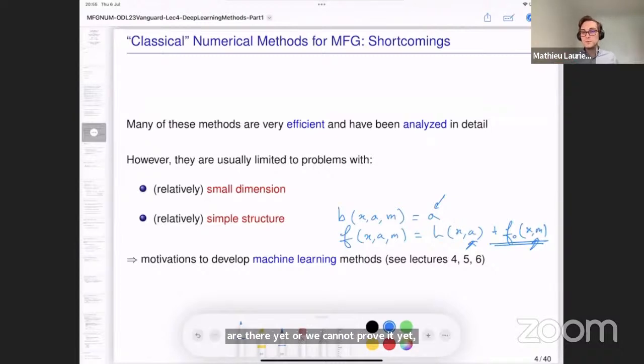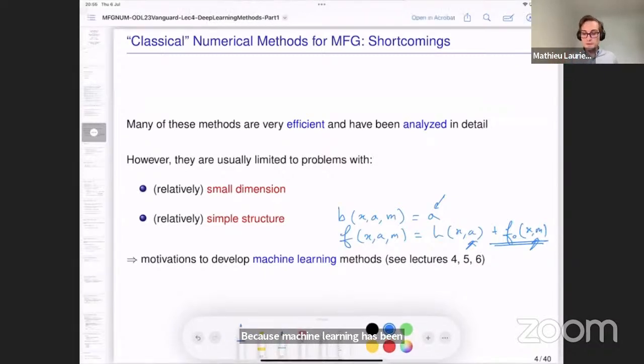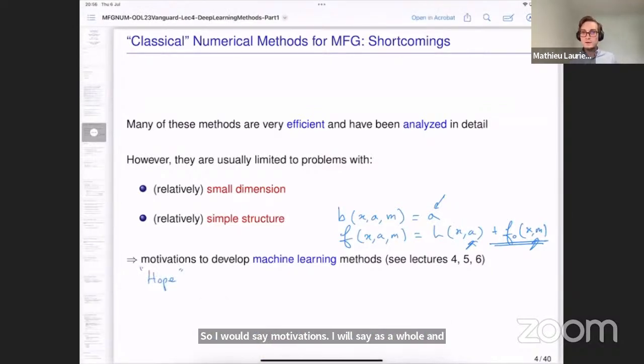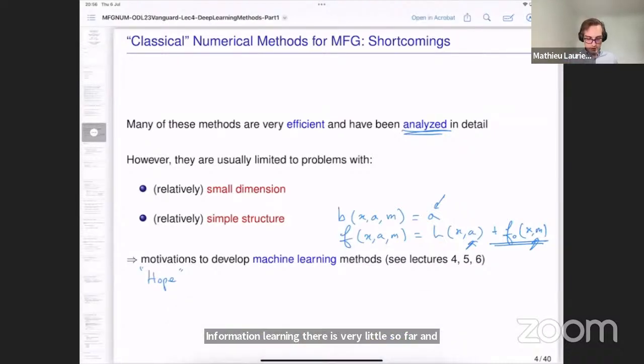And the hope, I'm not saying that we are there yet, or we cannot prove it yet, maybe, but the hope is that with machine learning, we would be able to tackle very complex problems because machine learning has been successful, at least empirically, in many very complex and very high dimensional problems. So I will say motivations, I will say the hope, and there is a lot of work to be done in the analysis, right? The previous methods have been or can be analyzed in detail in many settings, and I think there is a lot of work to be done to extend beyond the existing papers. And for machine learning, there is very little so far, and there is a lot to be done to prove almost anything.